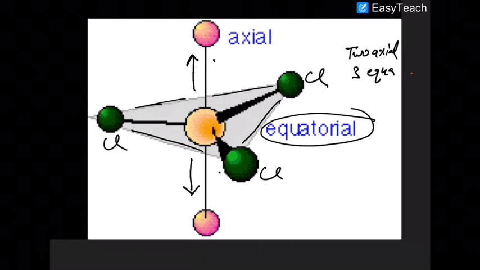Equatorial bonds are the bonds which lie on the triangular base. Why? Because the geometry is trigonal bipyramidal. So 4 atoms, 1 phosphorus and 3 chlorine, are present in one plane. The other PCl bond is above the plane and the second PCl bond is below the plane.